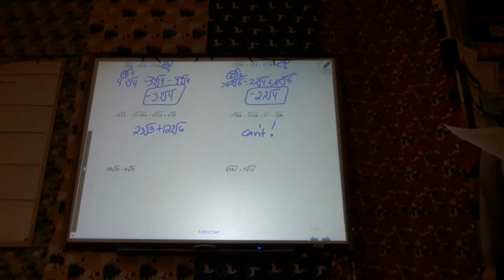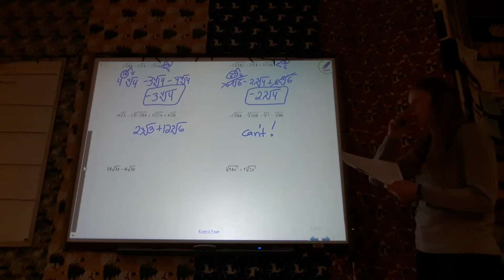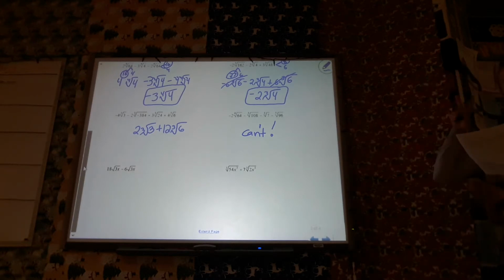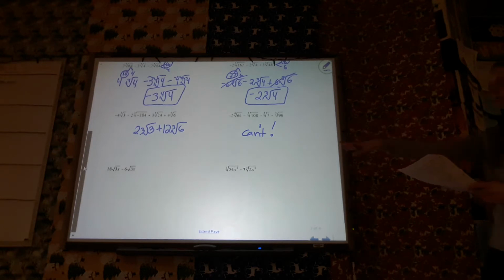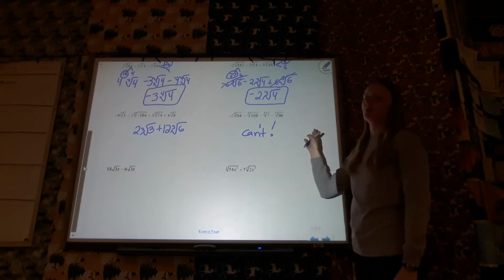Alright, so hopefully you guys are done or close to being done. For the first one, you should get 2 cube root of 3 plus 12 cube root of 6. You should have 2 of each type of radical that can combine, but the cube root of 3 and the cube root of 6 can't combine. And then this example was a trick question.